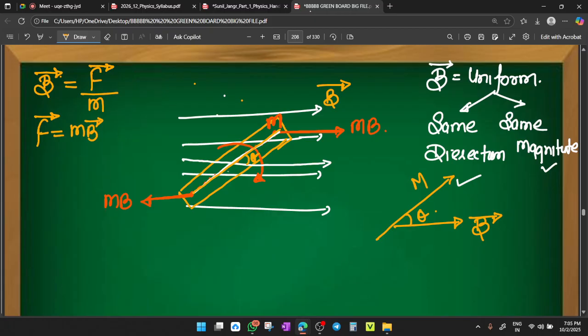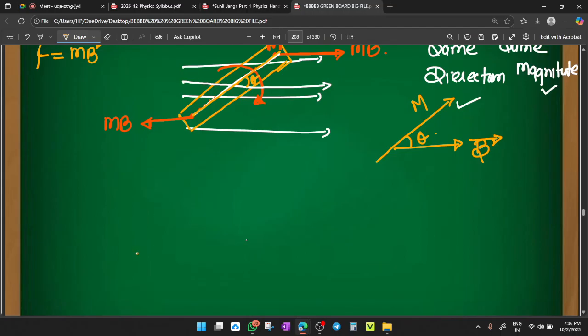So we have to calculate the amount of torque acting upon this dipole, as equal and opposite forces are acting there. What amount of torque will be produced on the magnet? By the class 11th formula, if two forces act upon this, it is called the lever arm, upon which the two forces act.